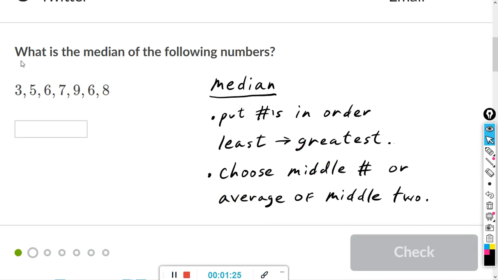So here they ask, what is the median of the following numbers? In order to find the median, you want to put the numbers in order from least to greatest, and then you choose the middle number or the average of the middle two. If you have an odd number of values, then you will have a number in the middle. If you have an even number of values, you'll have to find the average of the middle two.